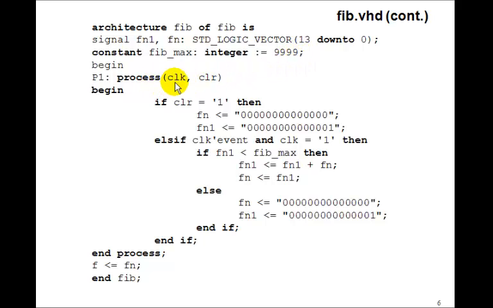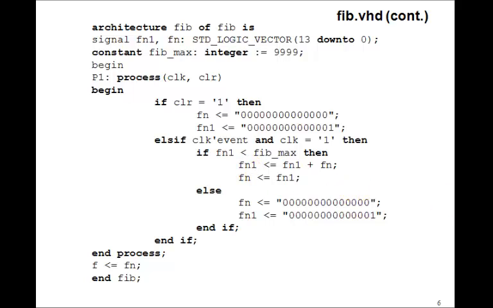Then in this process, with sensitivity list clock and clear, if clear is 1, we'll initialize the output Fn to 0 and the output Fn1 to 1. Then on the rising edge of the clock, we'll check to see if Fn1 is less than 9999. If it is, we'll update the two registers. Fn1 gets its current Fn1 plus Fn, and Fn gets the old Fn1. So we use these two instructions to update the two registers.